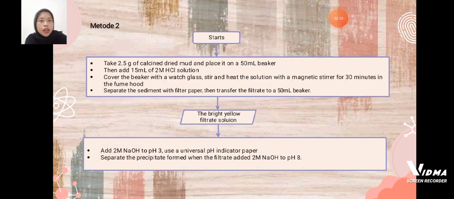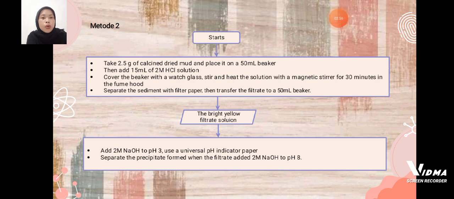Method 2, start. Take 2.5 grams of calcined grit mud and place it in a 50 ml beaker. Then add 15 ml of 2M HCl solution. Cover the beaker with a watch glass. Stir and heat the solution with a magnetic stirrer for 30 minutes in the fume hood. Separate the sediment with filter paper. Then transfer the filtrate to a 50 ml beaker.